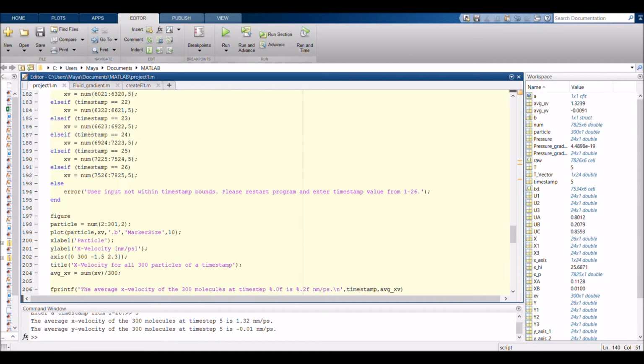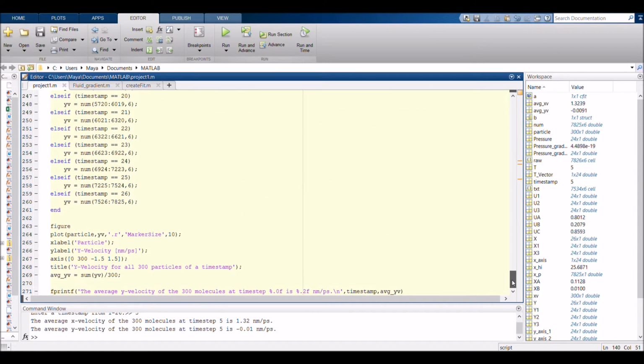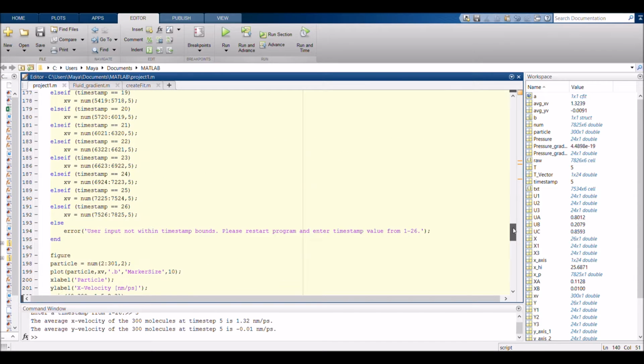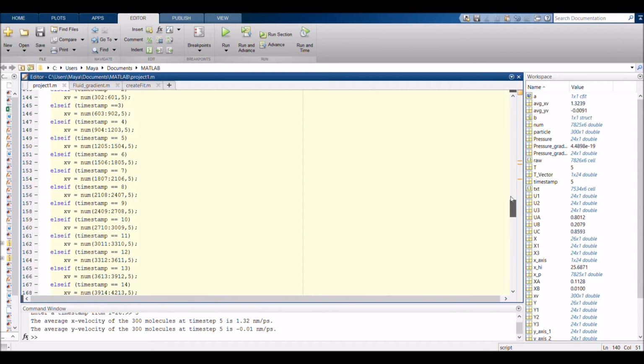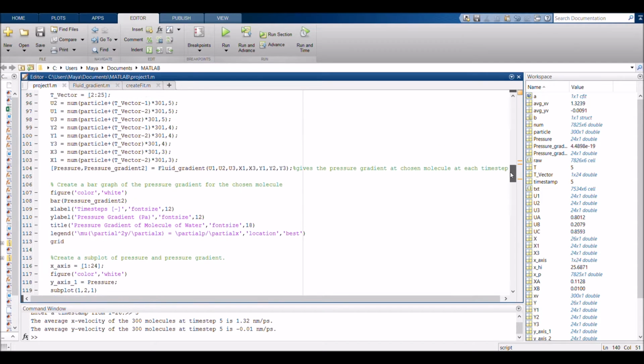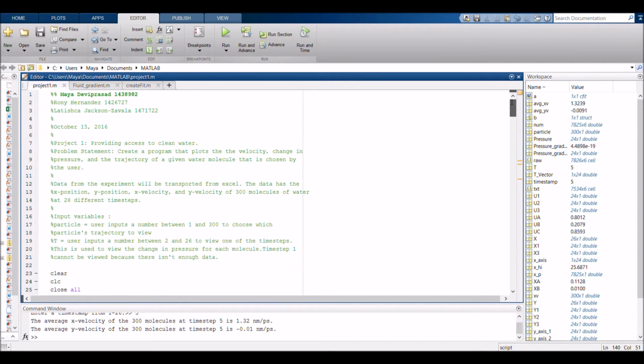We then see the average x velocity of 300 molecules at timestamp 5 is 1.32 Newton meters per picosecond, and the average y velocity of the 300 molecules at timestamp 5 is negative 0.01 Newton meters per picosecond. These equations and functions will run for all given values 1 to 300 particles or timestamp 1 to 26, except for the pressure equaling 1 in the second section. It's efficient and you can use it with any given test case.